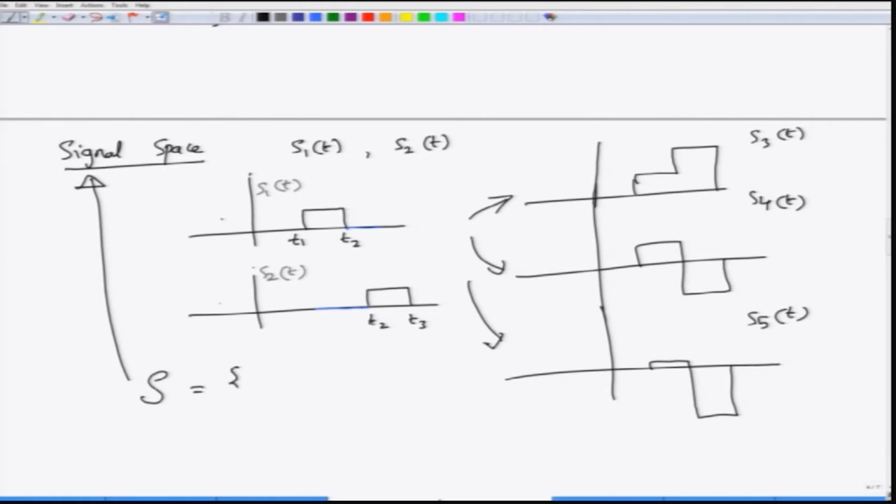Signal space consists of all those Sk of t's such that each Sk of t can be built up as a linear combination of these two vectors or these two signals S1 of t and S2 of t.